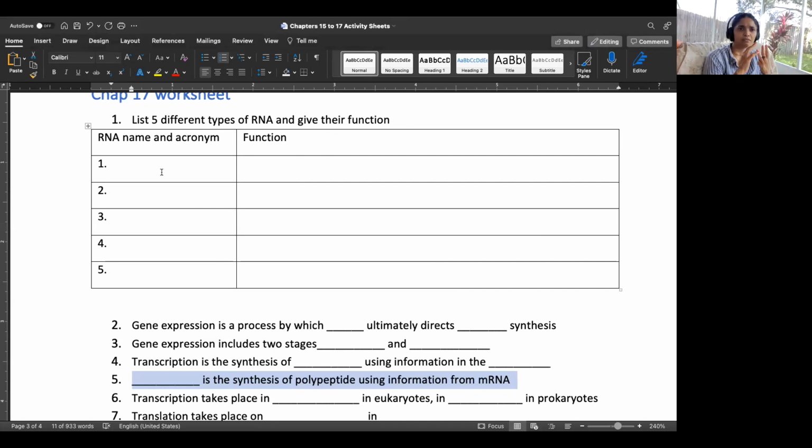But here are the 5: mRNA, rRNA, tRNA, siRNA, and I believe the other one is pre-RNA? No, it's not. We did research on that. I'll get back to this a little towards the end.